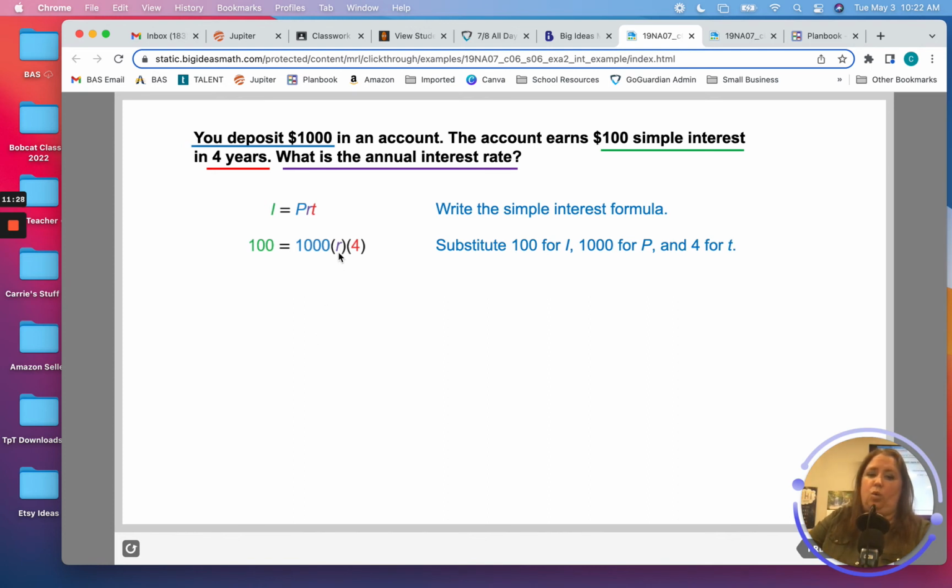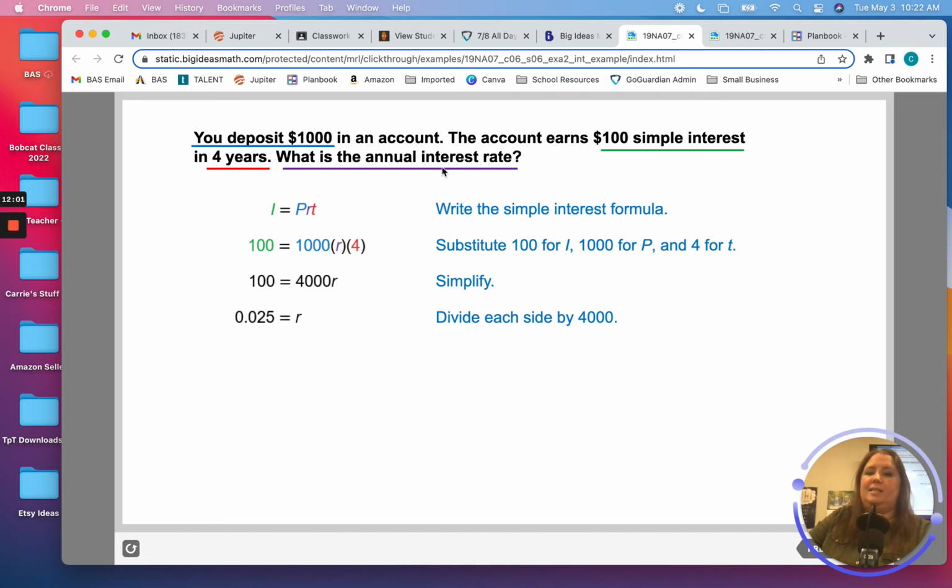Now do we just have one variable here? Yeah. So now we can solve it. So this means multiply, right? Yeah. So we can simplify by multiplying the 4 times the 1,000, which would be 4,000 times R. Now, how do I get the R by itself? Divide it. Very good, because this is multiply. We're going to divide it. So divide the 4,000 from each side. What is 100 divided by 4,000?